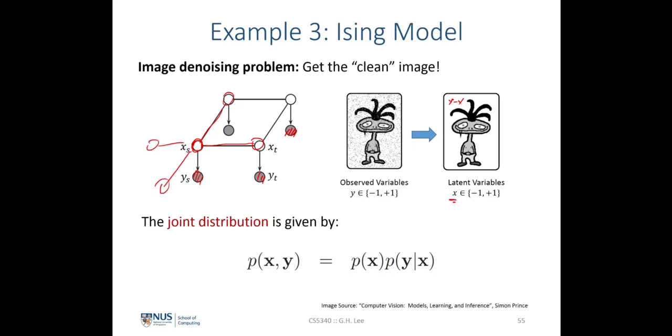And now the joint distribution of this graphical model can be given by P of x, y, which simply equals P of x multiplied by P of y conditioned upon x. So this is our likelihood distribution, where y here is our observed random variable, which is from the noisy image, and x here is our latent random variable, and this would be the prior term over our latent random variable.